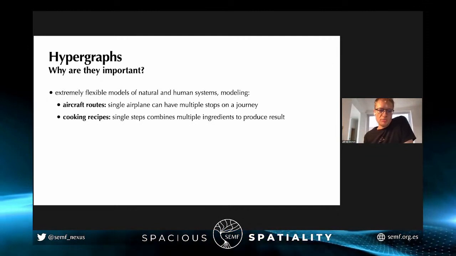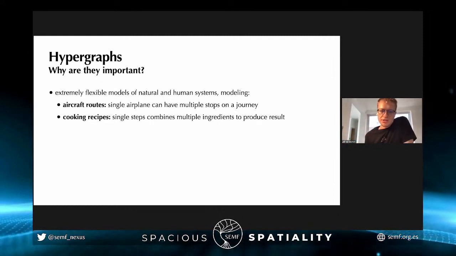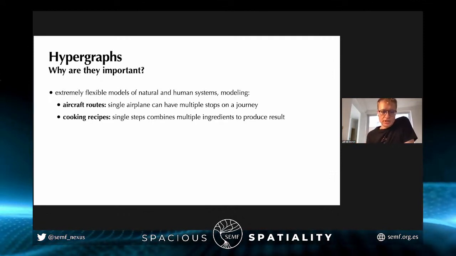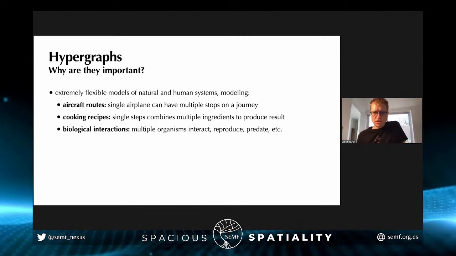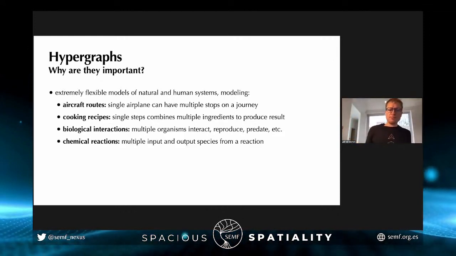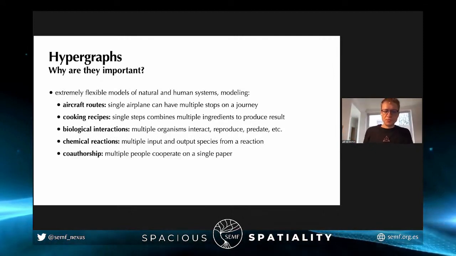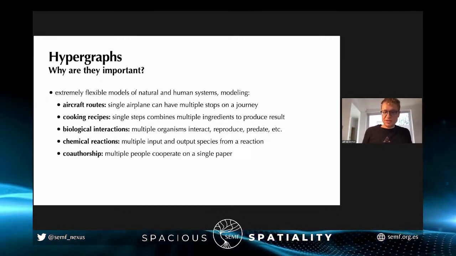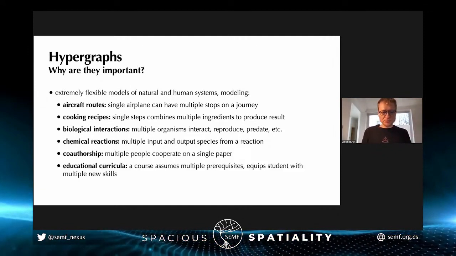So a recipe: when you cook, you have to combine multiple ingredients into a single result. And you can't see that as a graph because a graph can only model one ingredient turning into one other ingredient. Another example would be biological interactions where you can have multiple organisms that are all interacting, reproducing, predating on each other and so on. Chemical reactions, very similar to cooking. They have multiple input and output chemical species that participate in some reaction. Co-authorship. People don't just write papers together in pairs. You can have three or four or five, and in the case of physics papers, sometimes hundreds or thousands of people are involved.